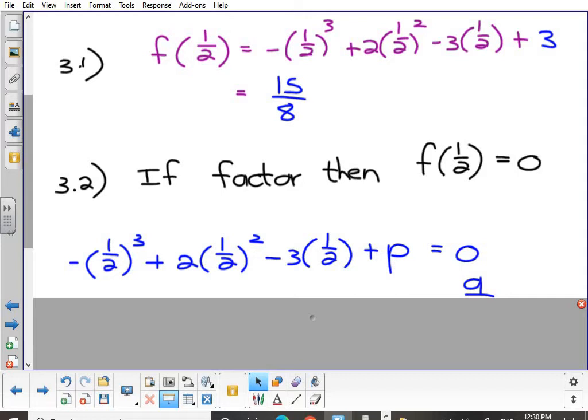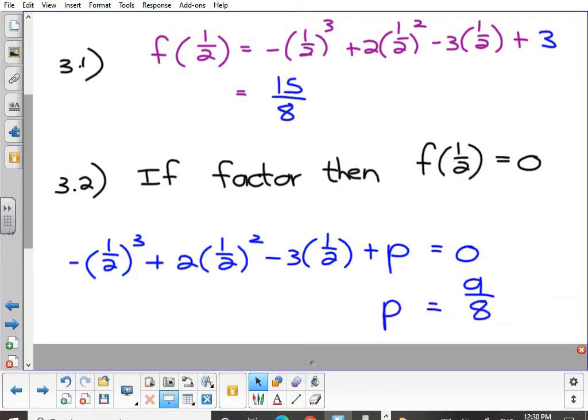That is p. And why do I put it equal to 0? Because they said it's going to be a factor. And if it's a factor, it's equal to 0. And from there, it's really easy. Type it in on your calculator. P is 9 over 8. So if there is written a 9 over 8, then that thing will be a factor of it.